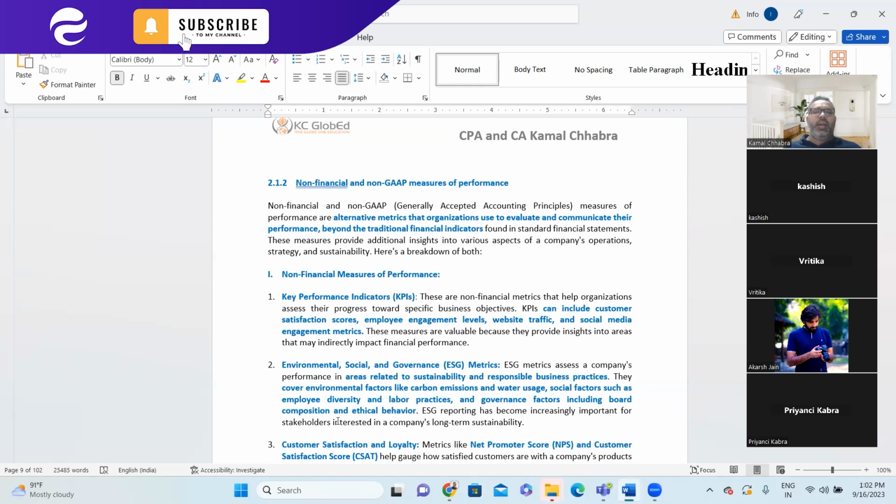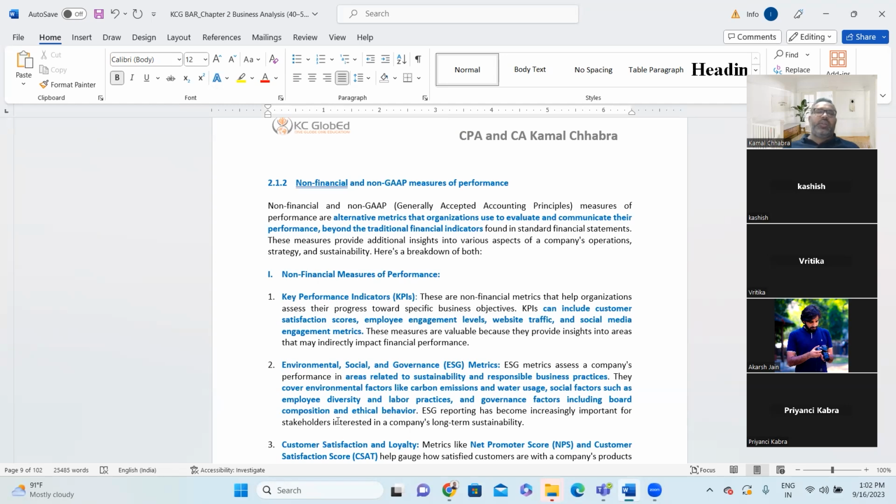So first we will understand non-financial and non-GAAP, where GAAP is generally accepted accounting principles, measures of performance, which are alternative metrics that organizations use to evaluate and communicate their performance beyond the traditional financial indicators. So these are alternative metrics for evaluating performance on various parameters other than the financial statements, right? These measures provide additional insight into various aspects of the company's operations, strategies, and sustainability, right? So some of them are like this.